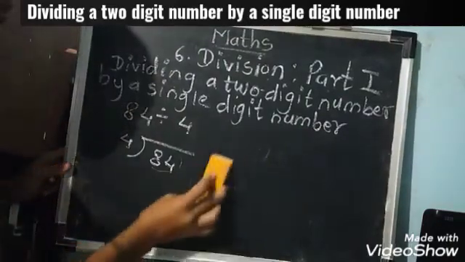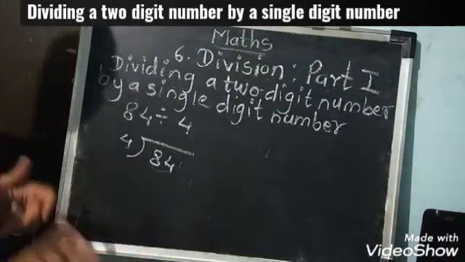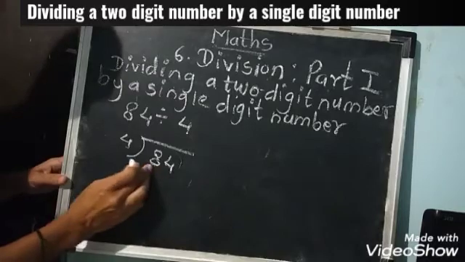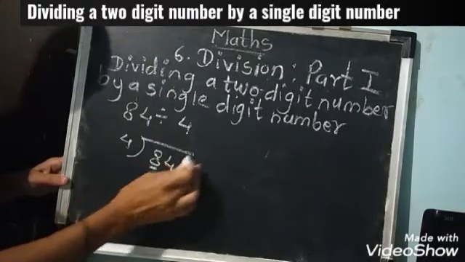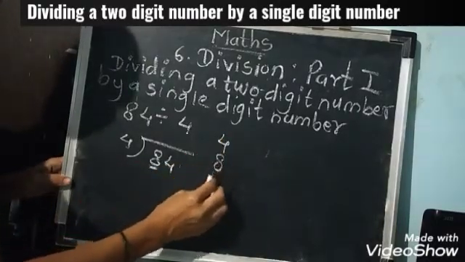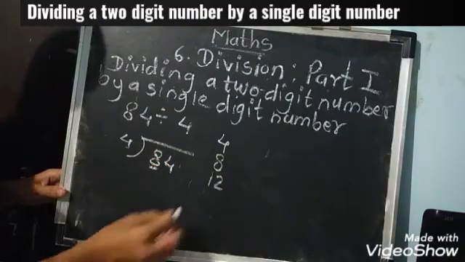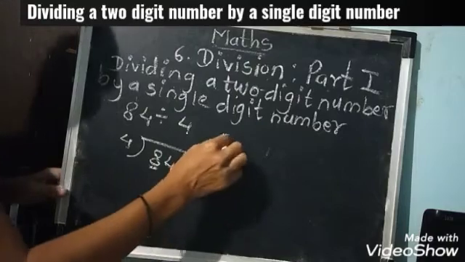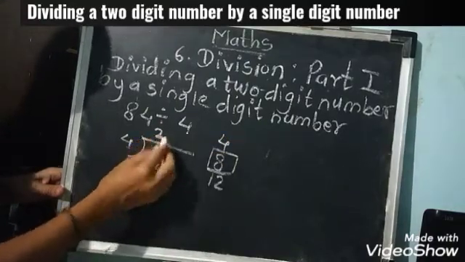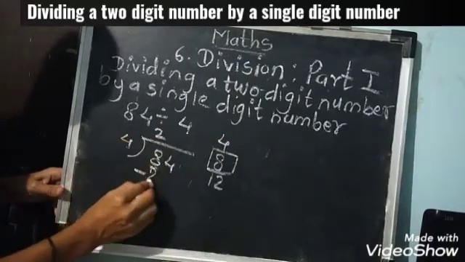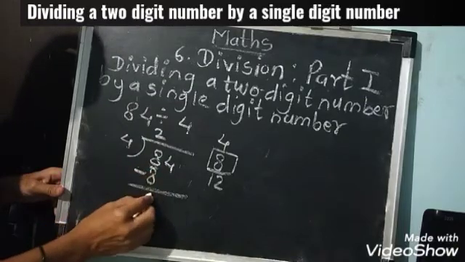So 84 is bigger than 40. So we have to separate. First we have to consider 8. Do you know 4's table? Yes. Do we have 8 in the table? Yes, we have 8. Where? 1, 2. At 2's place. 4 twos are 8. 8 minus 8, 0.